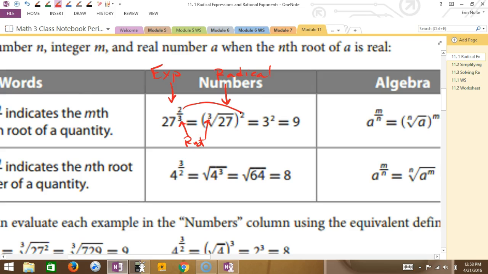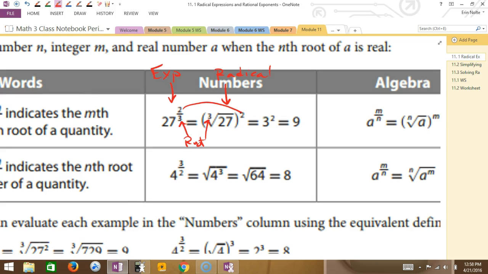Notice how they simplified this. First they converted it. Notice they put the 27 on the inside and they left the square on the outside. And they did the cube root of 27, which we all know is 3. So we got the cube root of 27, which is 3. And then they squared it to make 9.